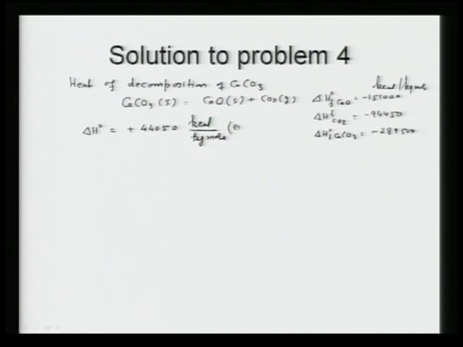So, the reaction is highly endothermic, which means a large amount of heat produced from whatever sources will be utilized to decompose calcium carbonate. In our problem, delta H naught will be equal to 44050 into 5.18 kg moles, that is plus 228,179 kilocalorie. So, a very large amount of heat is required here.